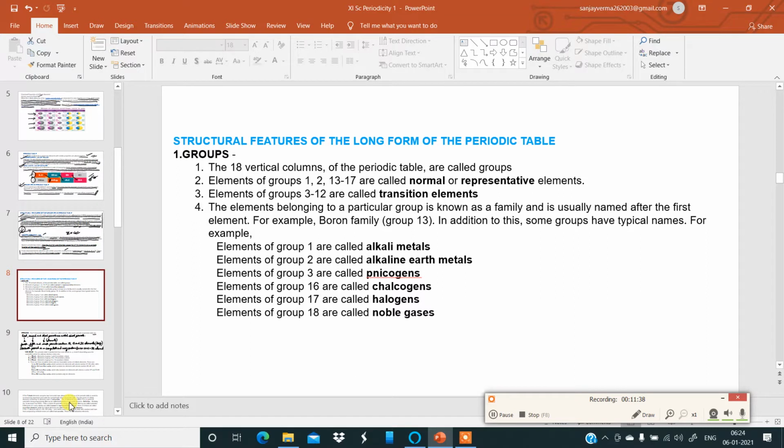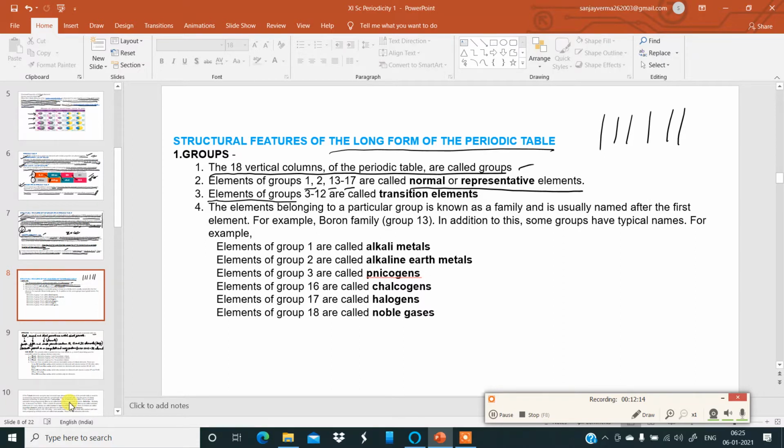Now, quickly going to the structural features of the long form of the periodic table. First, the groups. The 18 vertical columns of the periodic table are called groups. If you look at it this way, they are the groups. The elements of groups 1, 2, 13 to 17 are called normal or representative elements, because they are very true to their electronic configuration. Whereas, my dear students, the elements of groups 3 to 12 are called transition elements.